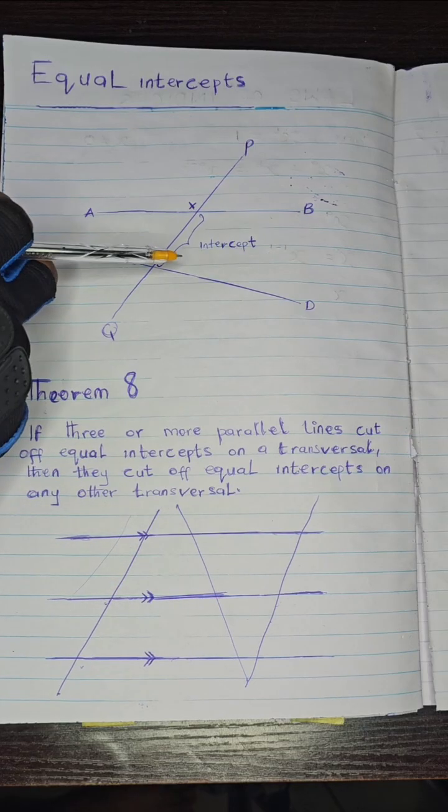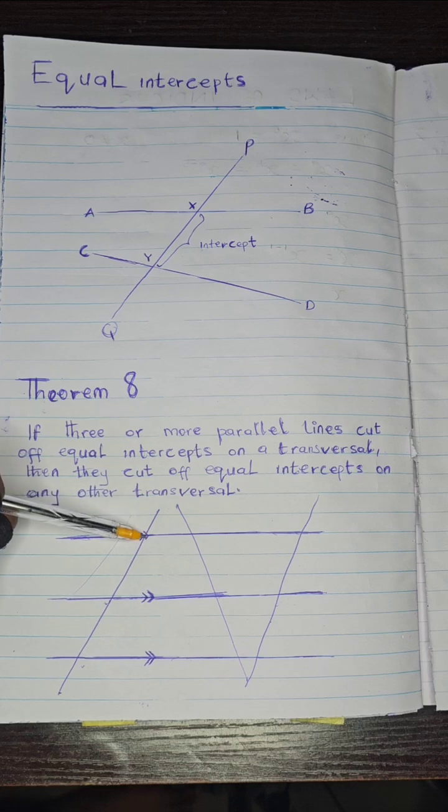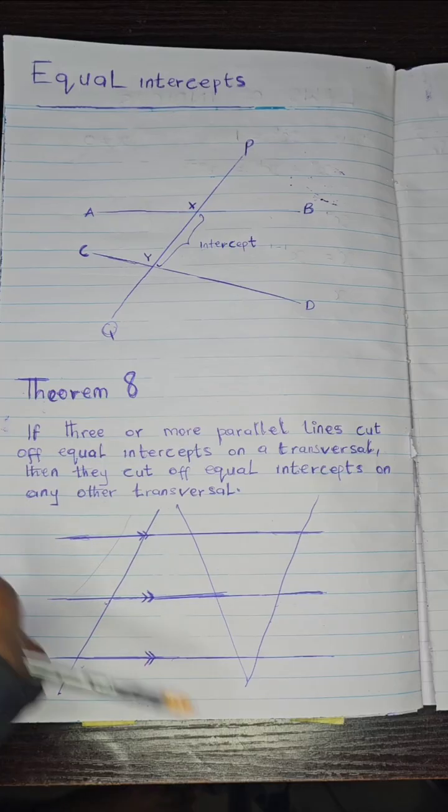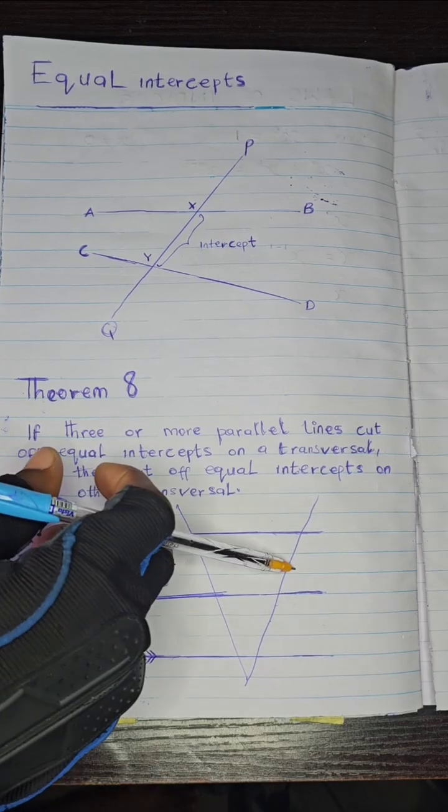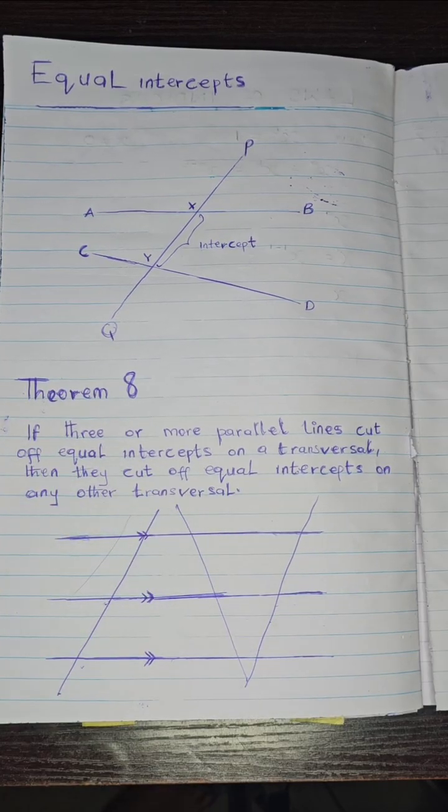You know what we said is the intercept. Look at the intercept, the portion of the line that is being cut by the parallel lines. If this is equal to this, then you can be sure that this is also equal to this, that is equal to that. So let's prove that in the next one.